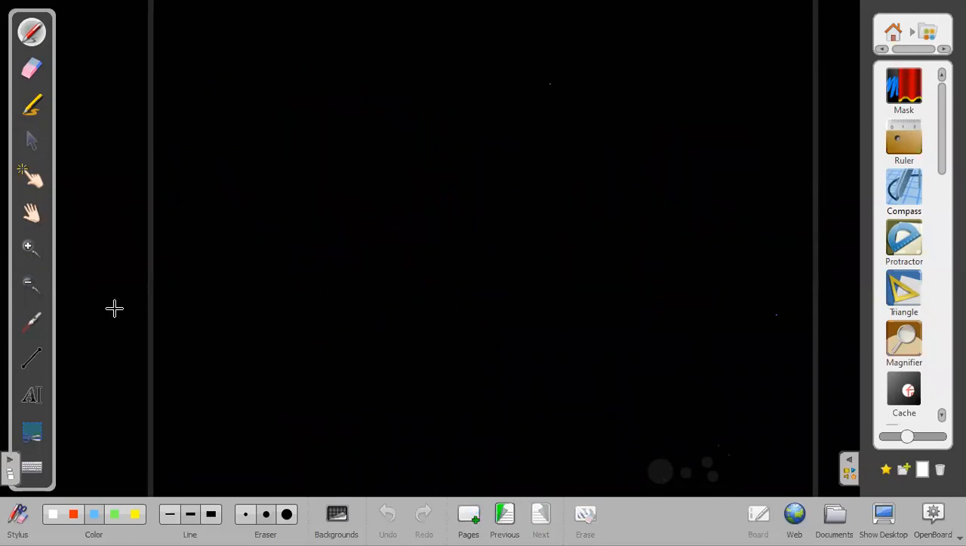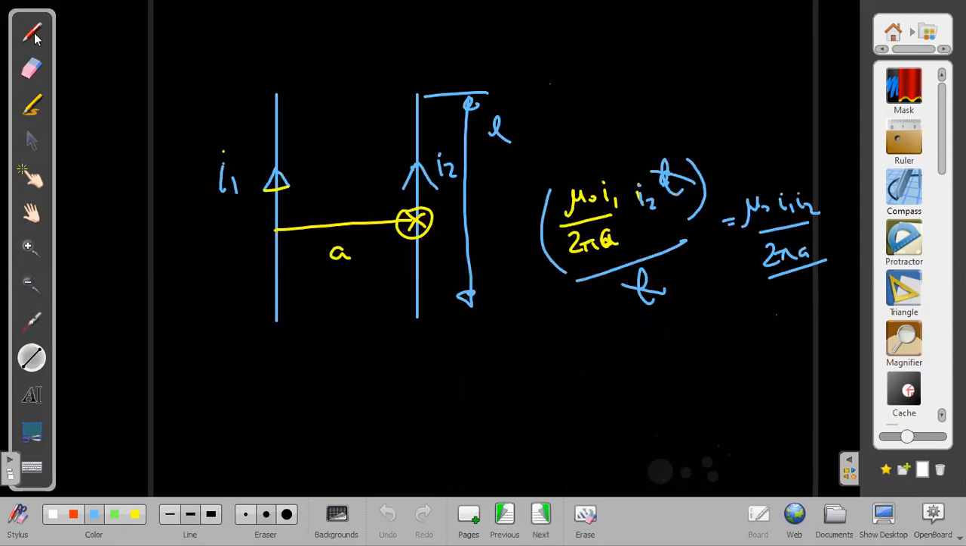We can ask a question. They will attract each other, no? Sorry, I forgot to mention that the currents are in the same direction. Is it attractive or repulsive? As the currents are in the same direction, it is not like charges repel, not like that. Opposite of that, they will be attracting each other.